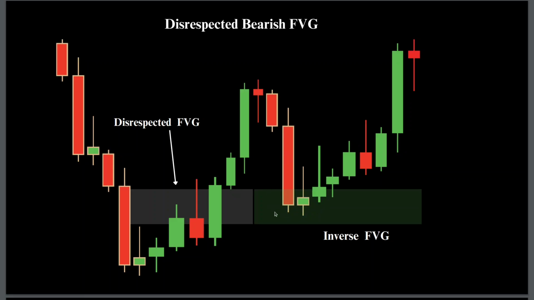And when price came back to this fair value gap, and this fair value gap acted as a support for that price to move up, we can then regard that fair value gap as an inverse fair value gap. And this automatically tells you that there is a shift in momentum in the trend. So that is why it is very, very important in most cases to trade based on the inverse fair value gap. So let's look at the bullish scenario of a disrespected bullish fair value gap.